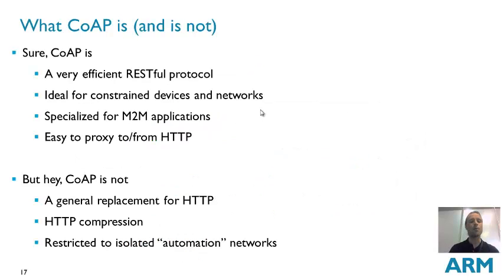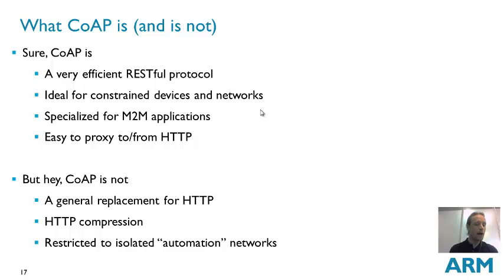So just to recap, what is CoAP and what is it not? Well, it is a very efficient REST protocol, ideal for constrained devices and networks, very specialized for M2M or IoT style applications, easy to proxy back and forth from HTTP. But remember, CoAP isn't a general replacement for HTTP. It's not a compression. So it's not something where you'd say, I want to get more bandwidth out of HTTP for use on a web page, let's use CoAP to do that. That wouldn't be very useful because CoAP doesn't support all of the features that HTTP does. So it's not a complete replacement for HTTP.